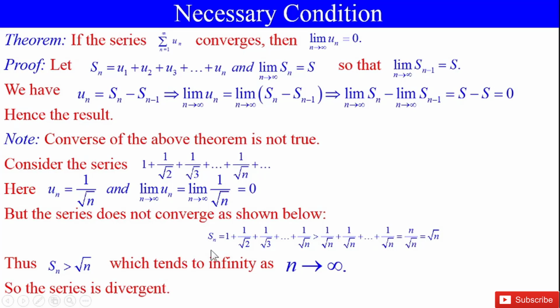Here the sequence of partial sums of the series, Sn, is equal to 1 plus 1 by root 2 plus 1 by root 3 plus up to 1 by under root n, which is greater than 1 by under root n plus 1 by under root n plus up to 1 by under root n, which gives n by under root n is equal to under root n. Thus, Sn is greater than square root of n, which tends to infinity as n tends to infinity. So, the series is divergent.